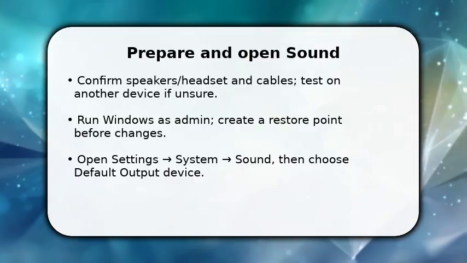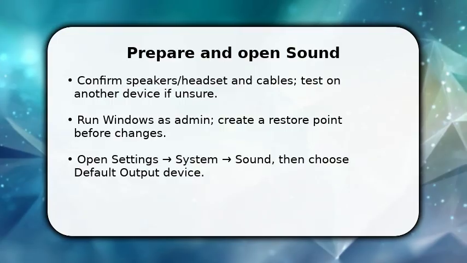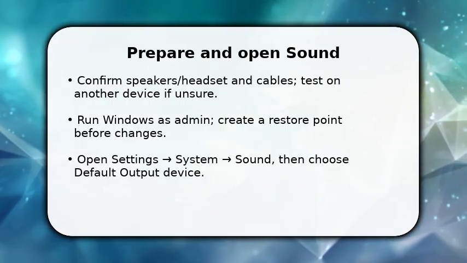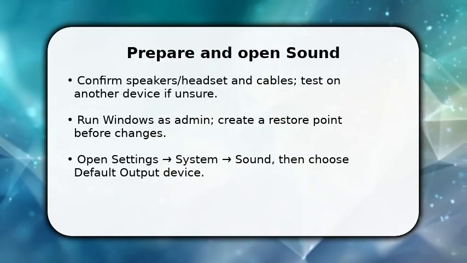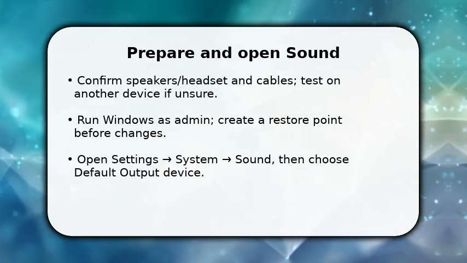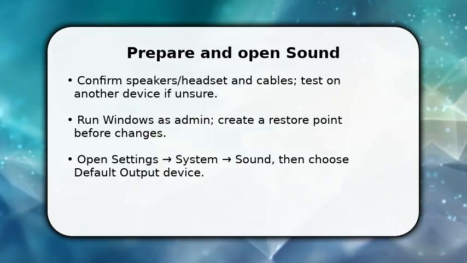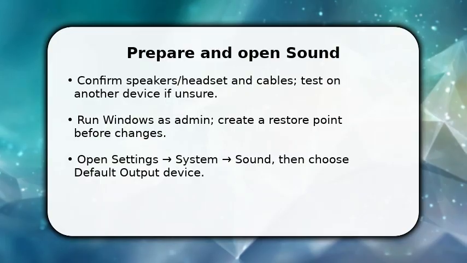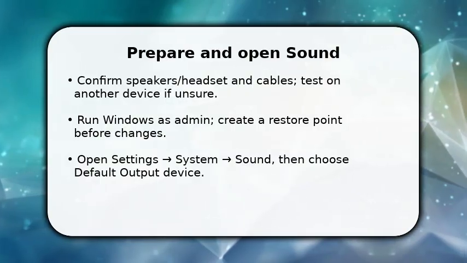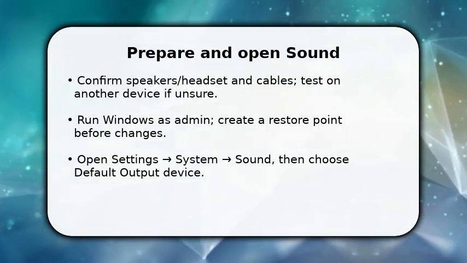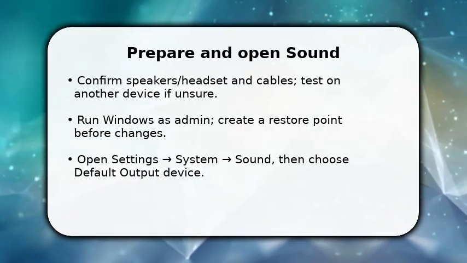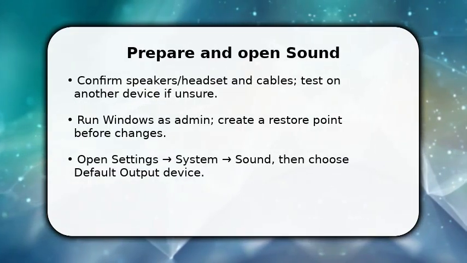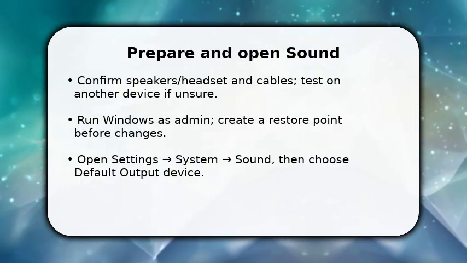You start now, confirm your speakers or headset are powered and cables seated, and test them on another device to rule out hardware. Once done, run Windows with admin rights and create a restore point so you can undo changes. Next, open Settings, go to System then Sound, and pick the correct default output device. This identifies the signal path. Make sure you note the current sample rate and format so you can compare after the reset.